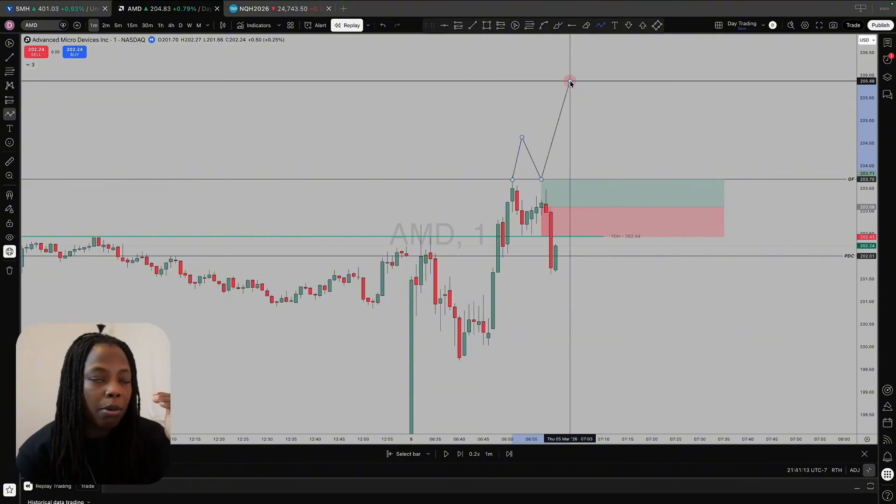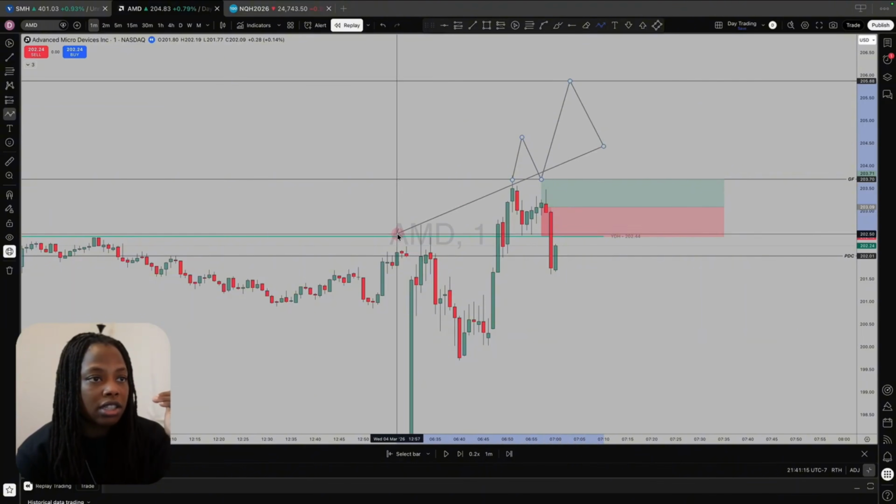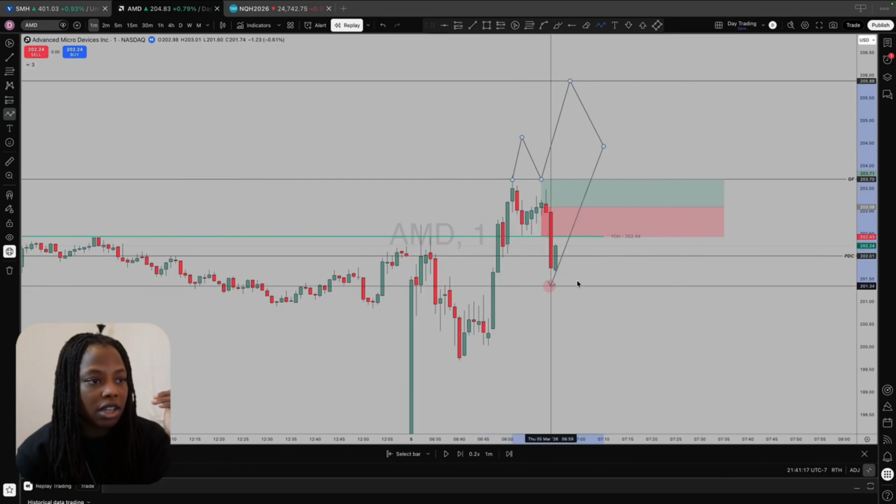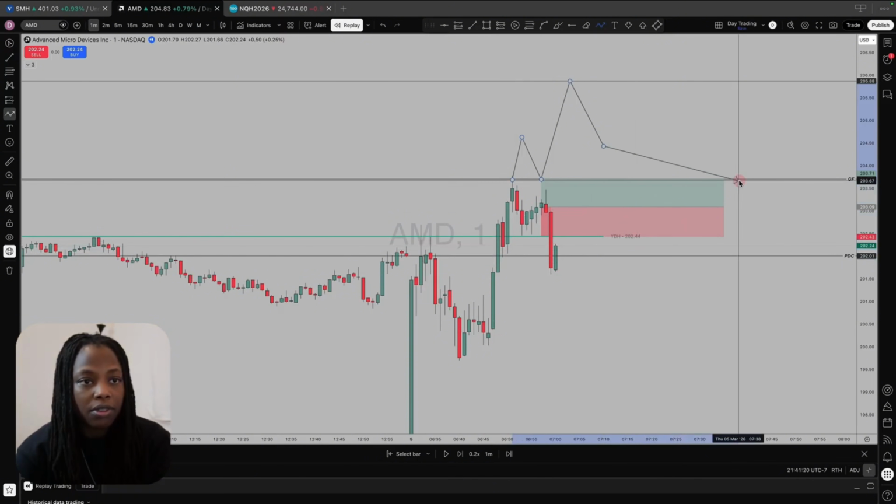That's a higher probability trade than taking this setup that occurred here. I hope that's clear. If you have any questions, leave a comment below and I'll answer it.